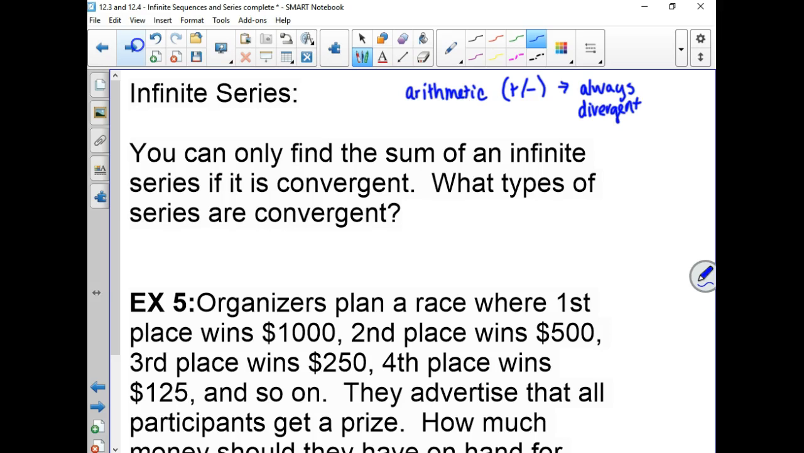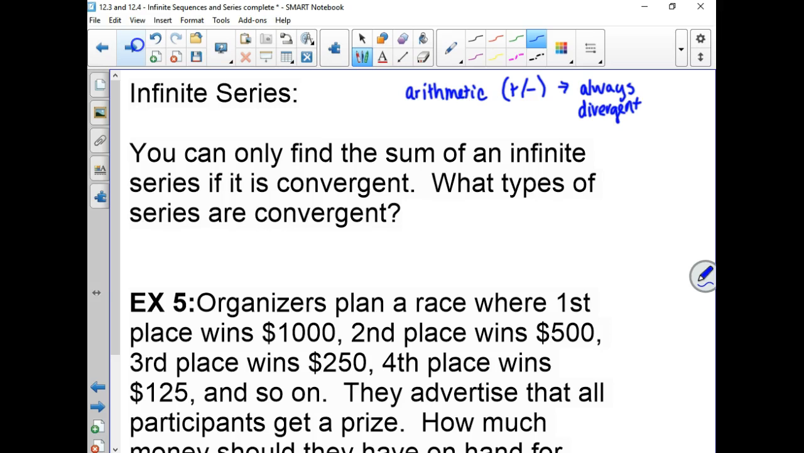are sometimes divergent. Let's say our geometric series, geometrics are when we're multiplying by a number. If we are multiplying by 2, we start with 1, we multiply by 2, we have 1, 2, 4, 8, 16, 32. That's going to be divergent because the numbers just get bigger and bigger, right? But some geometric series can be convergent, okay?